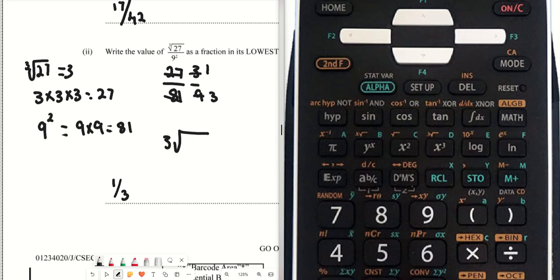So you're going to put second function, then the cube root, open bracket, 27, close bracket, and then you're going to divide it by open bracket 9 squared, close bracket. Right, so second function, the cube root button, that's this button here, open bracket 27, close bracket, divided by open bracket 9 squared, close.